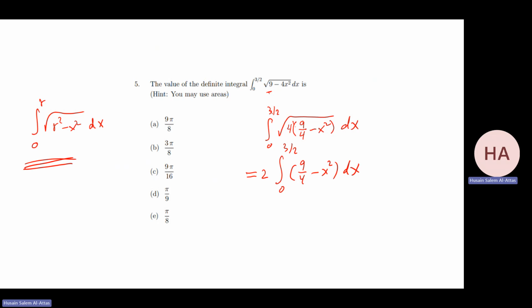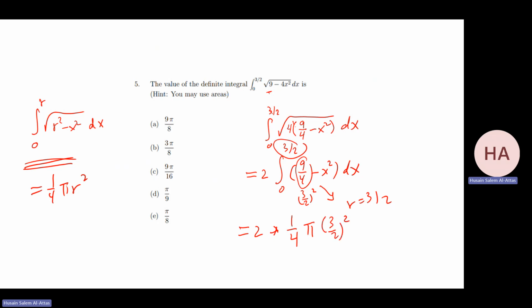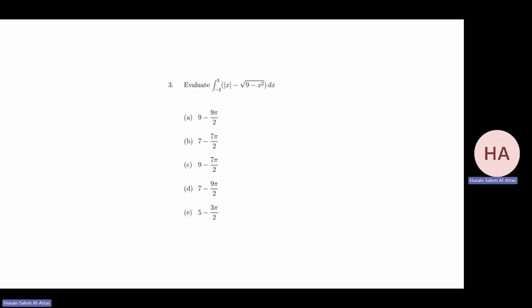Now it is in this format where I have the answer 1 over 4 pi r squared. So now my r is 3 over 2. So that will give me 2 times 1 over 4 pi r squared, which is 3 over 2 squared. That would make it what? 9 pi, 2 times 4, which is 8, 9 pi over 8. And to do this, I can split it into two parts, plus the other one. This is a half circle, which is half pi r squared, which is 9 pi over 2. There is a minus sign between them.